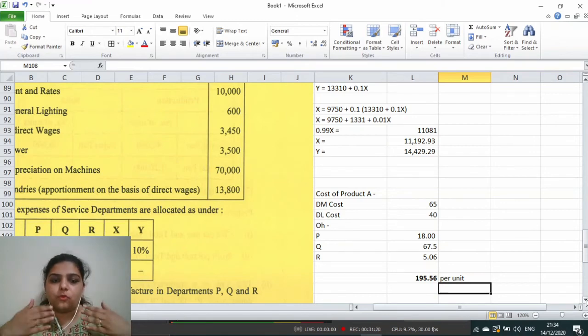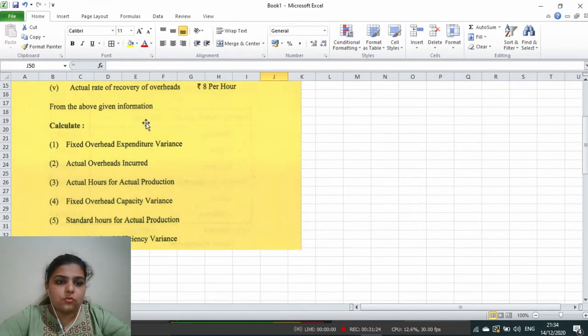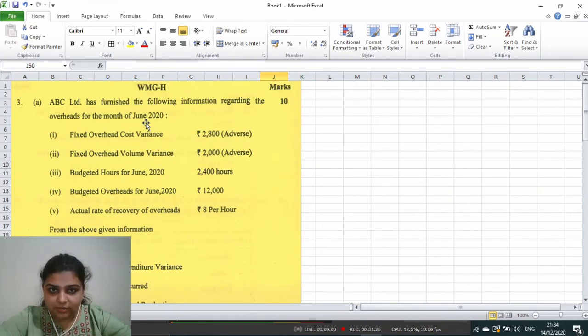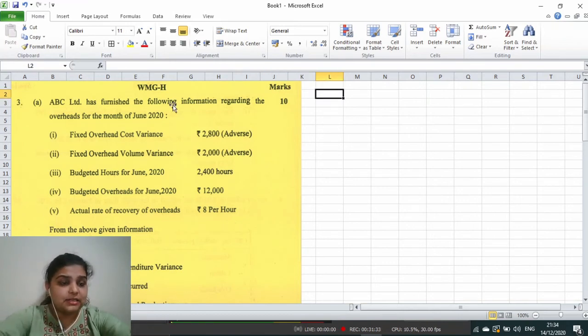Now we'll jump to part 3. One question was your practical question and one question was your theory question. So we are going to solve only one question. Let us read it. ABC Limited has furnished the following information regarding the overheads for the month of June. Fixed overhead cost variance 2800 adverse, volume variance 2000, budgeted hours for June 2020 2400, budgeted overheads 12,000.